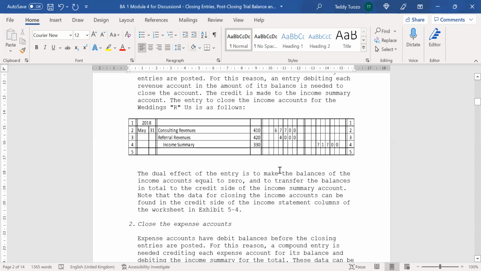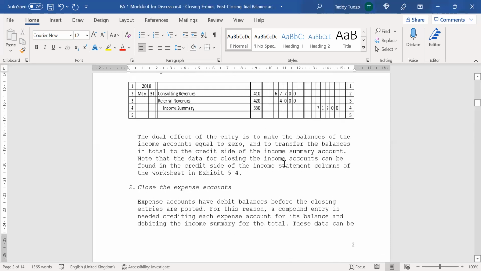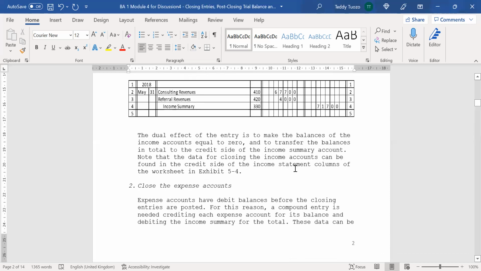Income statement credit column, no? Under the worksheet. The dual effect of the entry is to make the balances of the income accounts equal to zero and to transfer the balances in total to the credit side of the income summary account. Note that the data for closing the income accounts can be found in the credit side of the income statement columns of the worksheet in Exhibit 5-4.